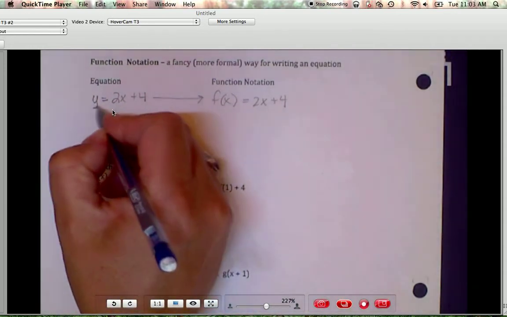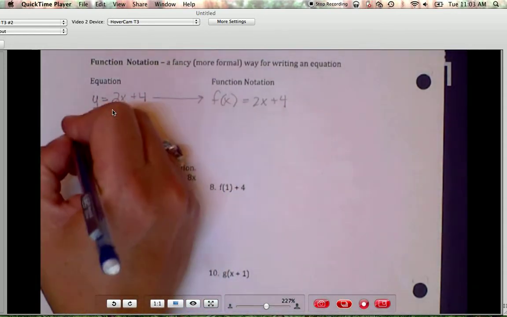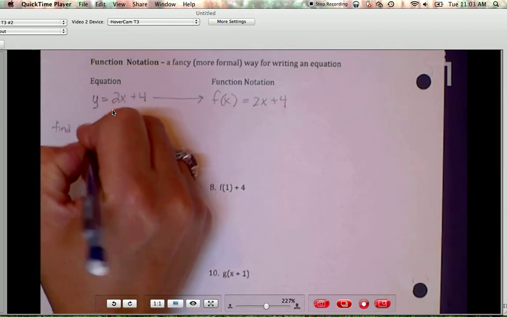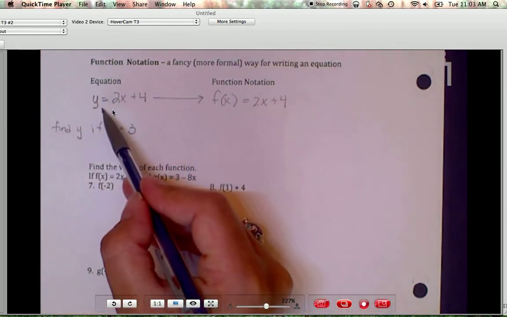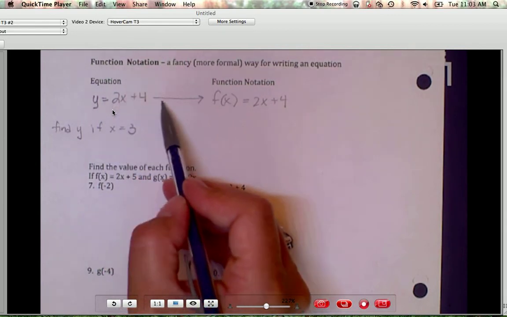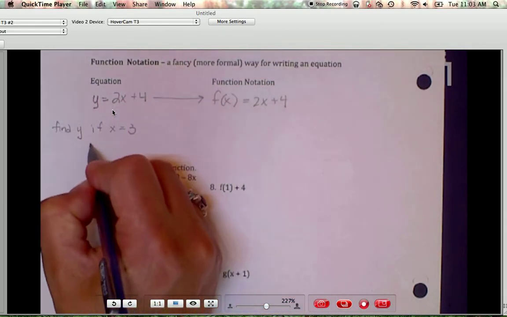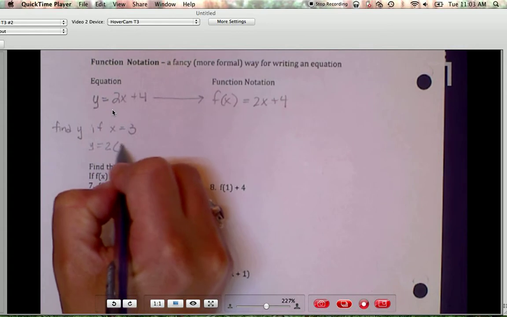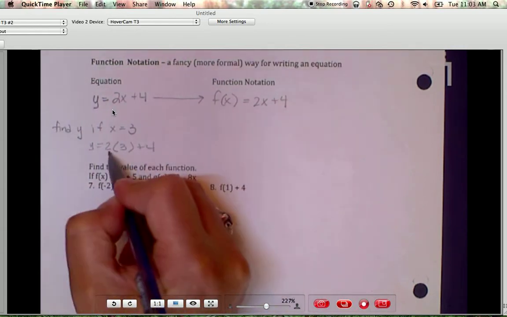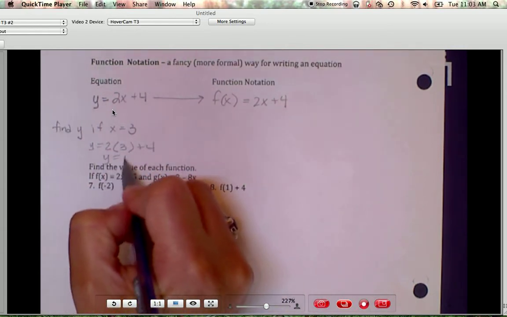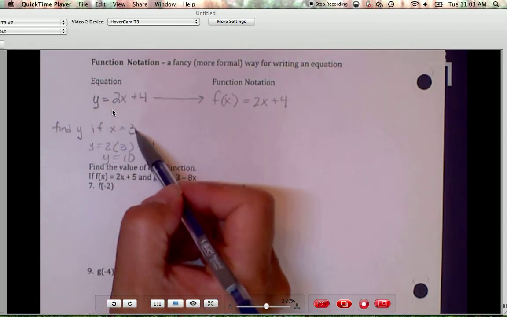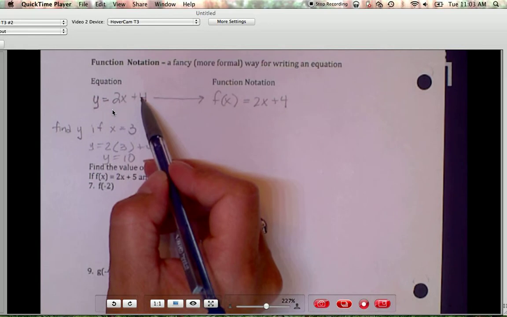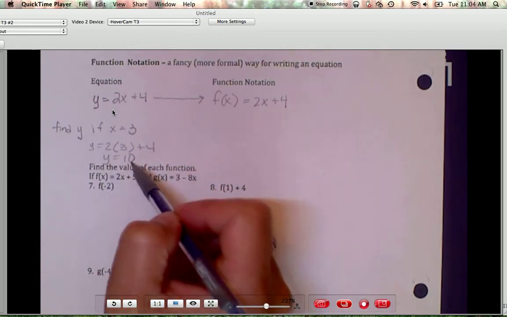So we have done problems where we say things like this: find y if x equals 3. If you wanted to find y if x equals 3, you would simply write y equals 2 times 3 plus 4. You get 6 plus 4, and you get y equals 10. So find y if x equals 3, no problem. Plug that in for x, simplify the right side, and we get y equals 10.